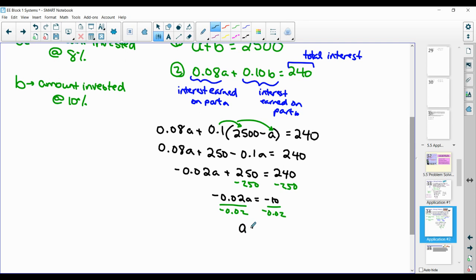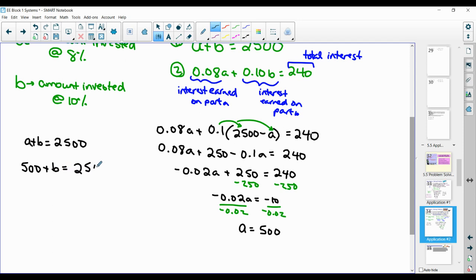A equals 500. Now I know what A is. I need to go back to my original question to see what B is. So I had A plus B equals 2,500. I'm going to sub in what I know. So 500 plus B equals 2,500.